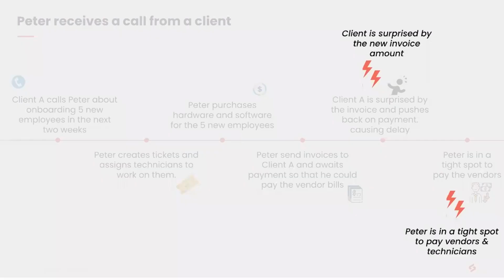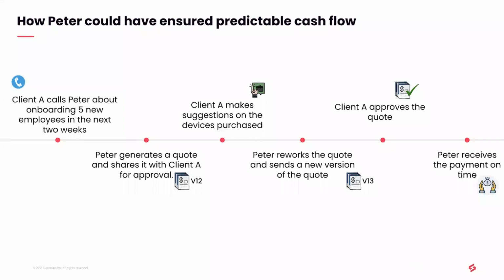Now, in this flow, you can see the areas where the real pain points exist, where the client is surprised, and you, Peter, are in a tight spot to pay the vendors and technicians. Now, let's reimagine this flow. Let's say Peter does receive a call from the client for onboarding new employees, but instead of getting to work on the tickets, Peter generates a quote and shares it with the client for approval.